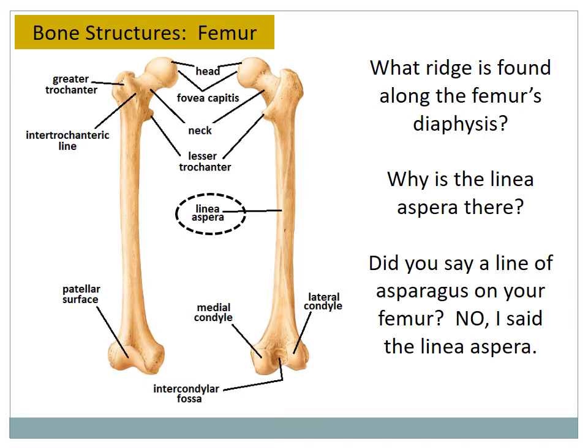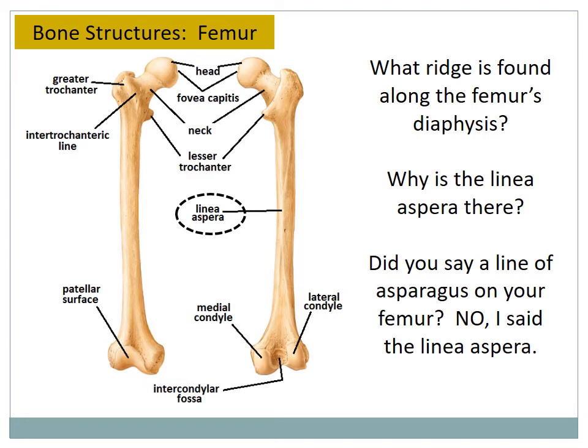Yep, we find the linea aspera. So why are we going to have a ridge of bone there? Muscle attachment, excellent. It's also going to be a little bit of a supporter, so it's going to help support the bone really well. So muscle attachment is there.